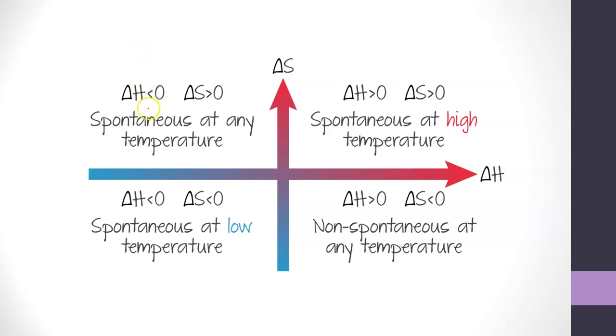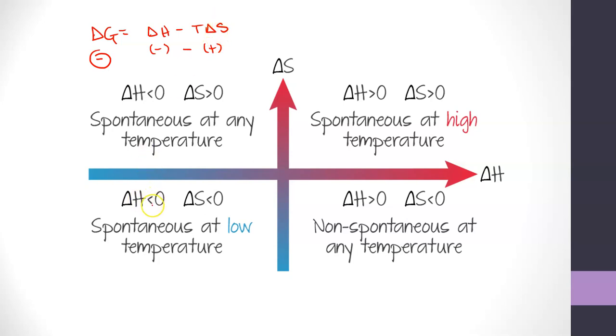So if delta H is less than 0, delta S is greater than 0, it will be spontaneous at any time. Remember, delta G is going to be equal to delta H minus T delta S. So if delta H is negative, and I'm going to be subtracting a large positive value, this will always be negative. So it will always be spontaneous. And it doesn't matter what the temperature is, because all I'm going to do is increase or decrease this.